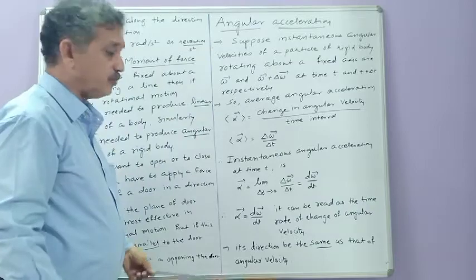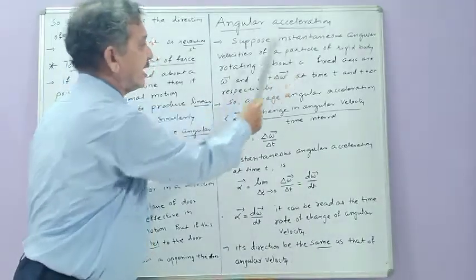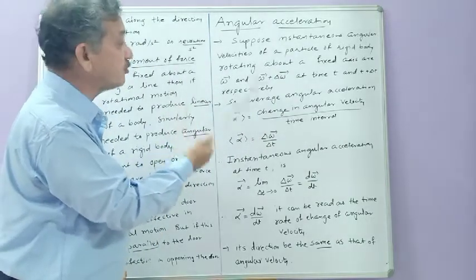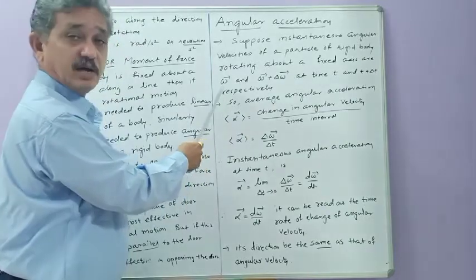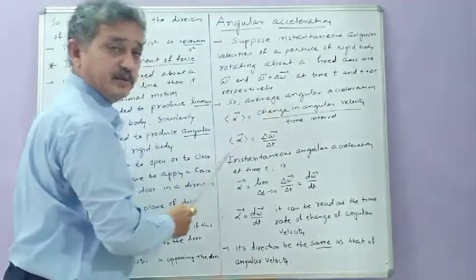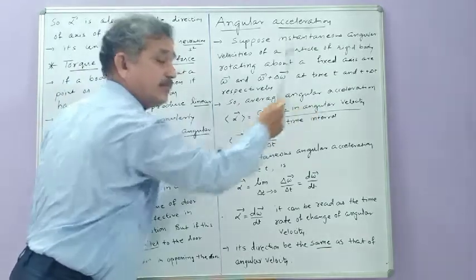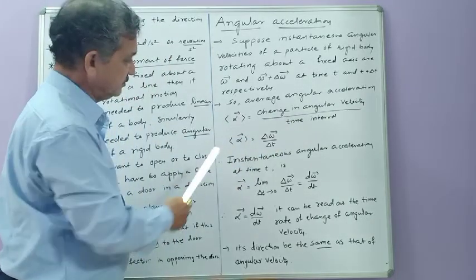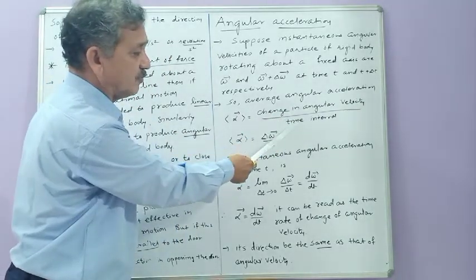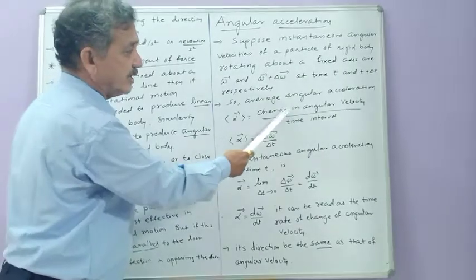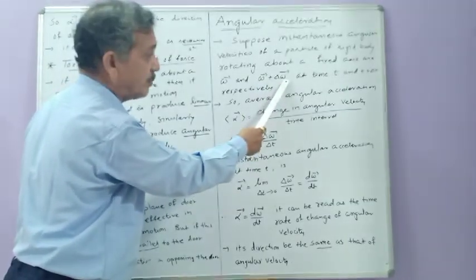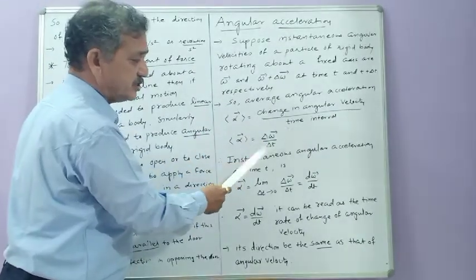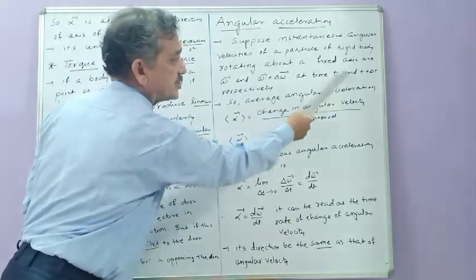So from that point of view, suppose the instantaneous angular velocities of one of the particles of a rigid body which is rotating about the z-axis or a fixed axis are vector omega at time t and vector omega plus delta omega at time t plus delta t respectively. So the average angular acceleration, that is average of alpha, equals change in angular velocity upon time interval. The change in angular velocity, final angular velocity omega plus delta omega minus omega, becomes delta omega, and the time interval is t plus delta t minus t, that is delta t.